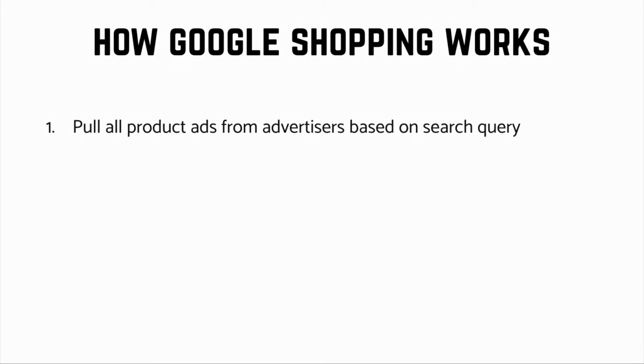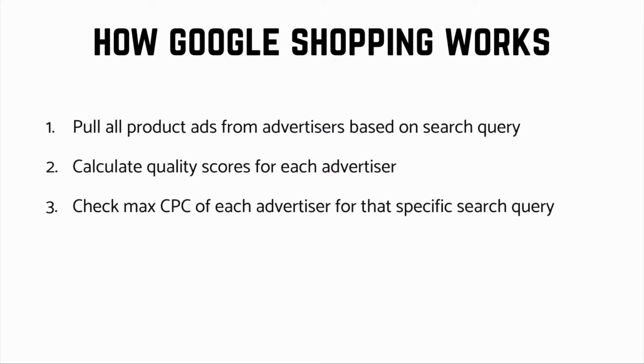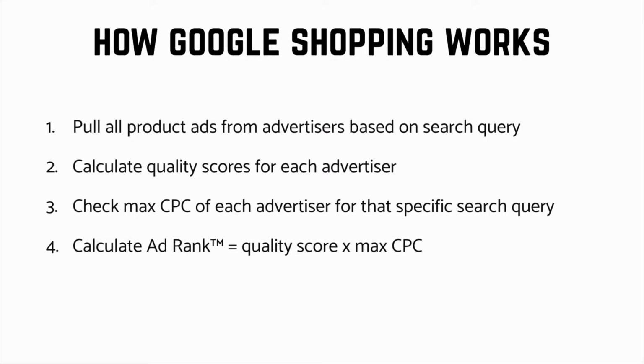So when somebody performs a search in Google and product ads will appear, Google actually checks its inventory for all the advertisers that have products that match this specific search query. Google then calculates the quality scores for each advertiser and their product ad. Then it checks the max CPC of each advertiser for that specific search query. It calculates the ad rank, which is quality score times max CPC. And then Google sorts the ads based on that ad rank.